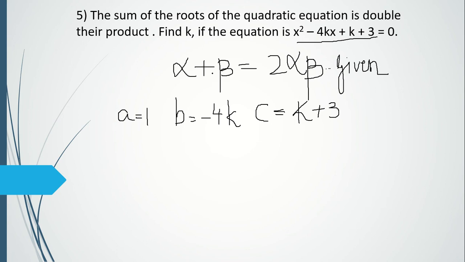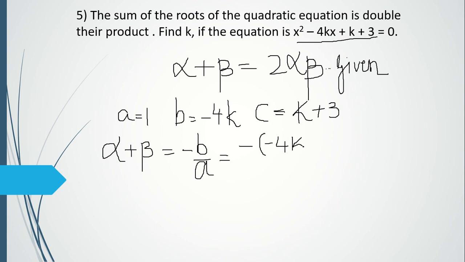We also know something about alpha plus beta. See, just now we revised some formulae, right? Sum of the roots alpha plus beta is given by minus b upon a. So that's equals to minus of minus 4k upon a is 1. So minus minus is going to become plus. So that's 4k.